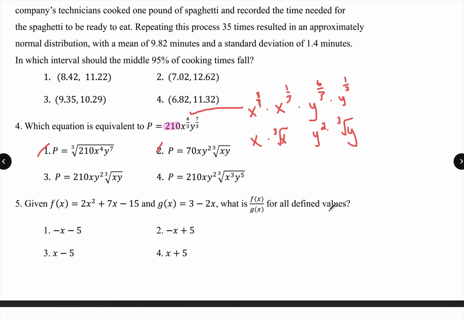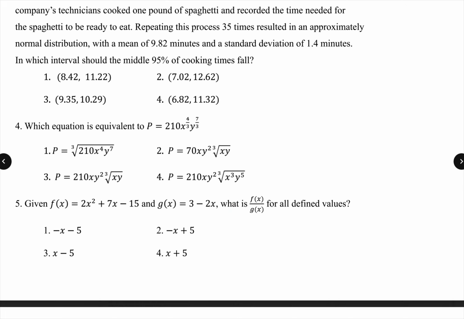So if I look at my answer choices, answer choice number 3, right, would have the 210 there. I'd have my x, I'd have my y squared, and then my x and my y are both 1 left over, right, because they're being taken a cube root. We're in business.